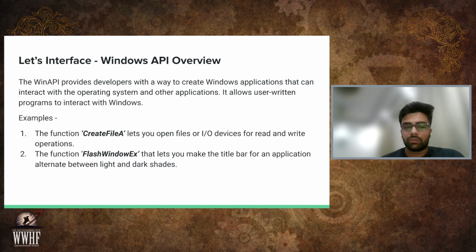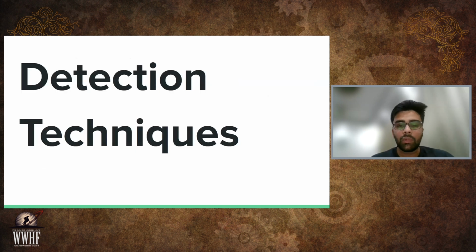Right below, like I previously told you, CreateFile just opens files and input-output devices for reading and writing. Similarly, there's another API called FlashWindowEx that lets us change the title bar from light to dark shades. Apart from these, there are a lot of Windows APIs that are generally used by malware developers. So on to the detection techniques.